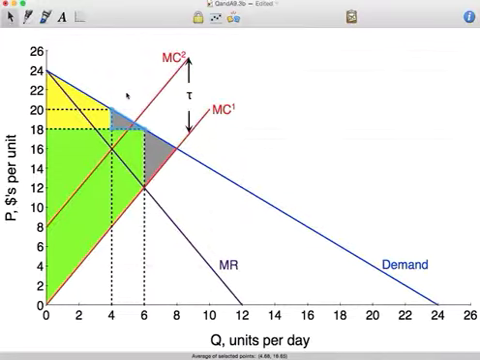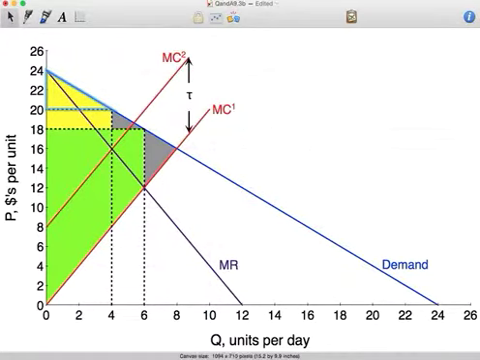Also realize that we know that the area above price and below the demand curve is consumer surplus. So I can highlight the area that is the new consumer surplus. It is the area here. So remember, here was the original consumer surplus. Here's the new consumer surplus. And how do we account for what used to be consumer surplus? Well, we know that this area here is deadweight loss that doesn't exist anymore.